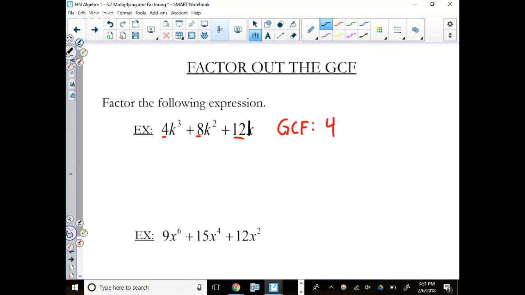Oh, I must have been really not fantastic at typing notes. Let's make that a K. So this is K. This has 2 Ks. This has 3 Ks. So again, my question is, what do they all have in common? They all have 1 K in each term. Okay, so we're going to take 4K out, okay?